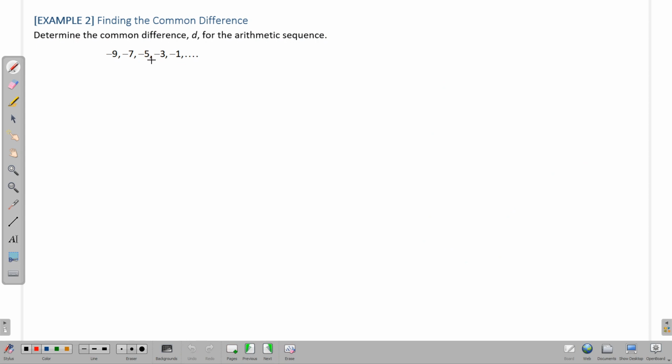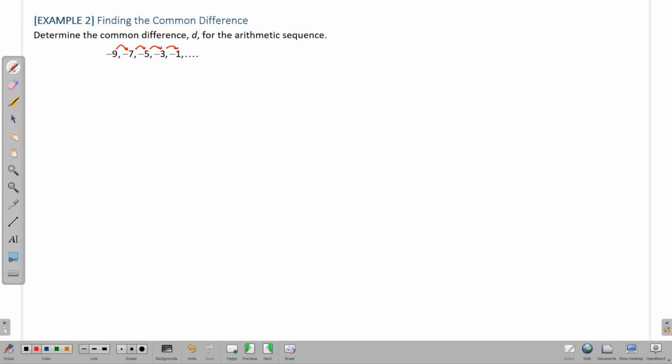Okay, so let's try finding the common difference. So here we have an arithmetic sequence. What we're looking for is what is being added each time to progress through the sequence. It needs to be a fixed number, the same thing each time, otherwise it's not arithmetic.